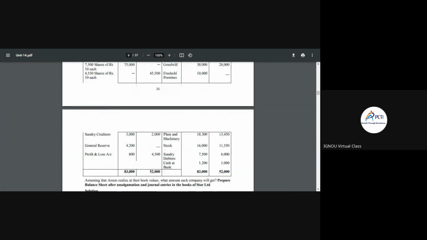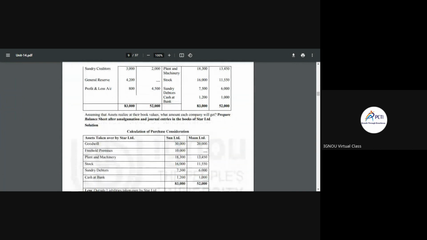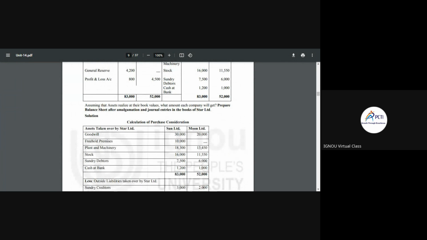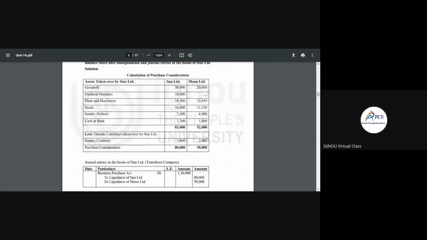The balance sheet as on 31st March 2021: we have the liabilities of Sun Limited and Moon Limited, and we have all the assets of Sun Limited and Moon Limited. Now, assuming that assets realize at their book value, what amount will each company get? Prepare the balance sheet after amalgamation and general entries in the books of Star Limited. First of all, we need to calculate the purchase consideration.